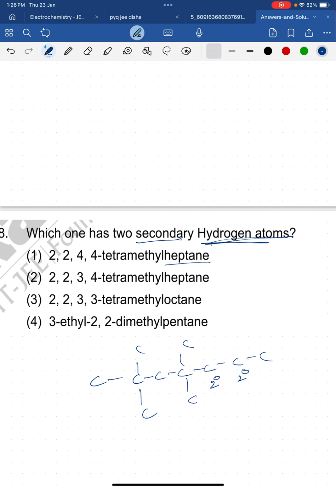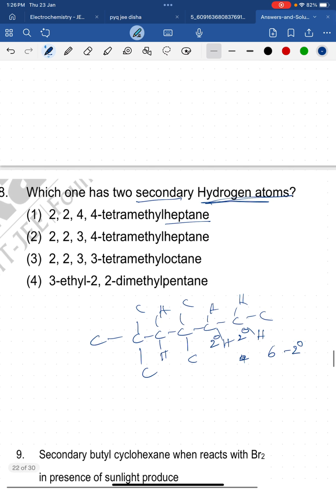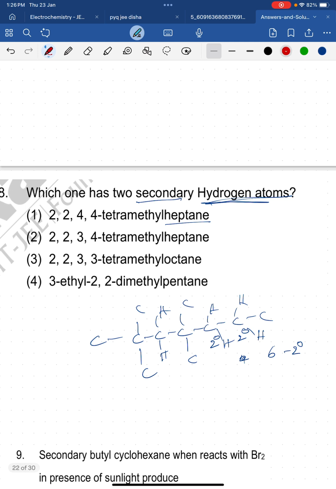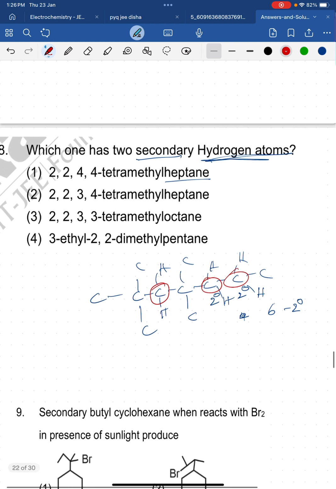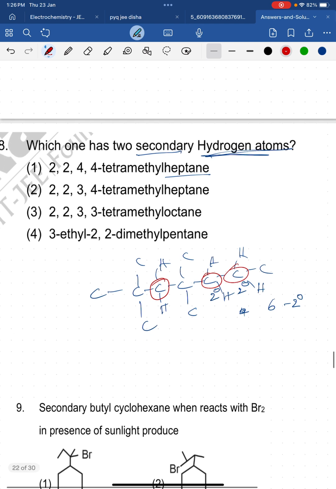Next, tetramethyl heptane, secondary hydrogens. So here 2 hydrogens we have, here also 2, here also 2. It is even 4. Here also one more. So 2. Total 6 secondary hydrogens are possible for us. So which are the secondary carbons? This is secondary, this is secondary. So it is not the answer. So we can write the fourth one.